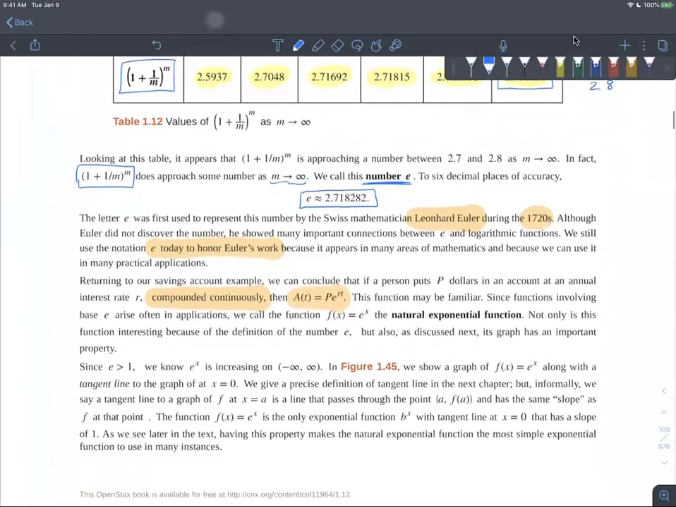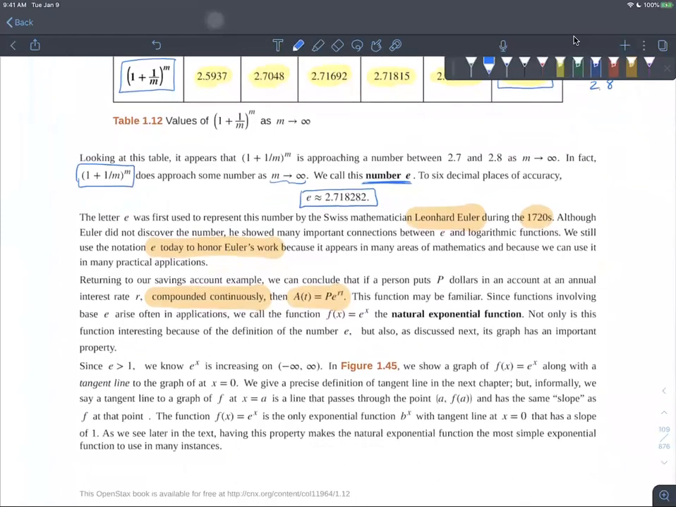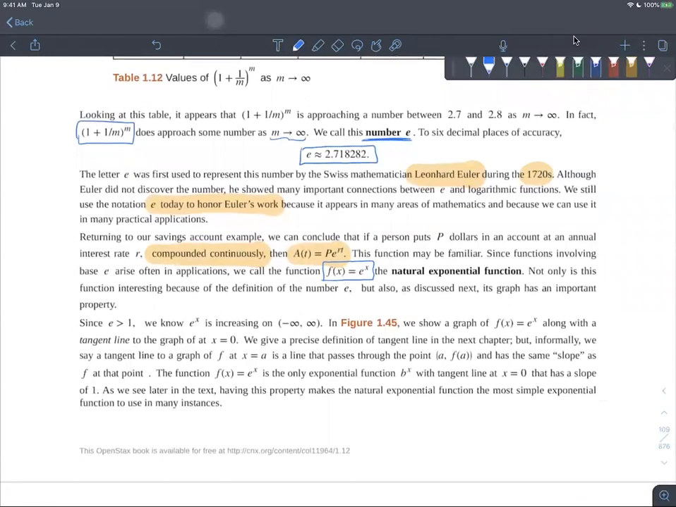This function may be familiar. You may have seen it in pre-calculus before. Since functions involving base e arise often in applications, we call the function f(x) = e^x the natural exponential function. It's definitely an exponential function because it's some constant base raised to the x. Not only is this function interesting because of the definition of the number e, which is defined in a funny way, but also, as discussed next, its graph has an important property.